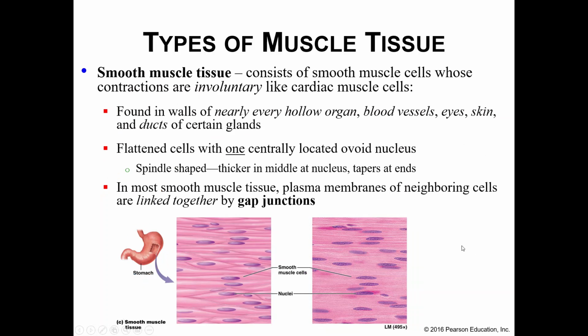Our last muscle type is smooth muscle. We are not going to see any striations in smooth muscle. We do have a common characteristic of smooth and cardiac muscle in that smooth muscle is also involuntarily controlled.